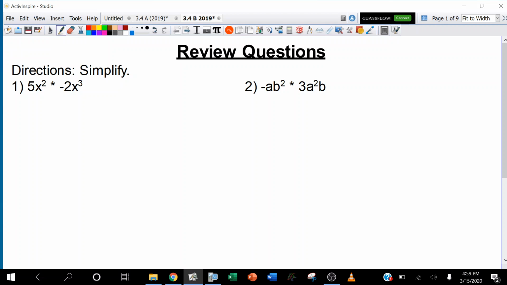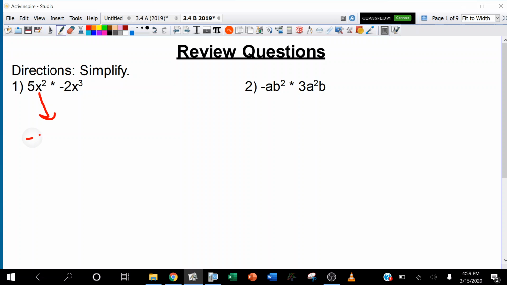So in this lesson, we're going to take a look at some different things with properties of multiplication involving exponents. But first, some review stuff from the previous lesson that we did. So if you look at this first example here, this 5x squared times negative 2x cubed. So just first talking about sort of how you would work something like this out.